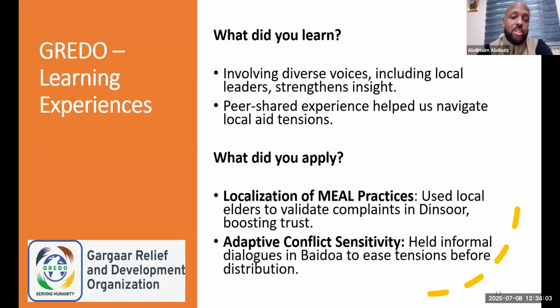During the workshop, on tacit knowledge, what we learned as GREDO was that involving diverse voices, particularly local leaders, enriches our understanding of community needs and helps navigate tensions by sharing peer experience. We tap into collective knowledge to identify challenges and opportunities. This collaboration fosters community ownership and ensures our interventions are relevant, impactful, and promote sustainable development.